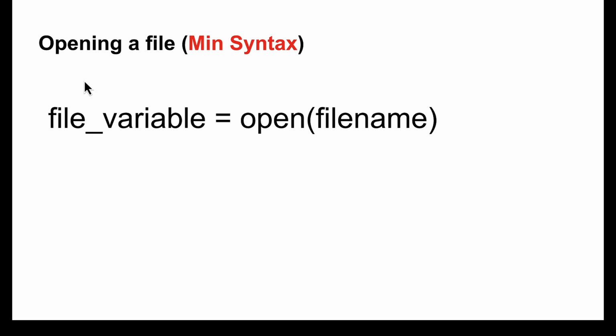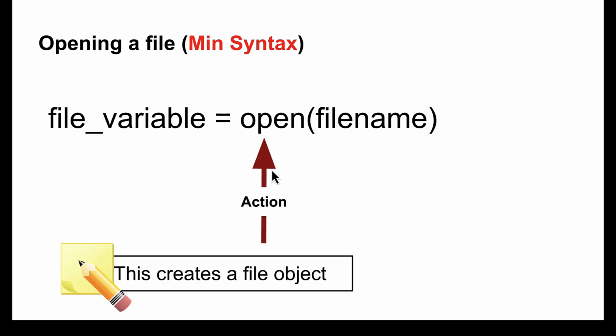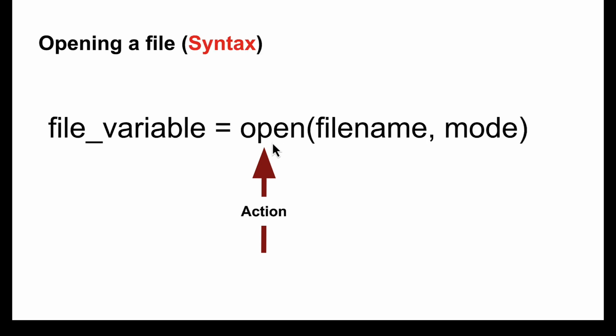So at minimum, when you open up a file, we have a variable name that we're going to be utilizing. We're going to utilize a syntax called open and then the file name. So that works something like this. Open is going to create what we call a file object. We're also going to provide additional modes in terms of how we're opening up the file. Now these modes could be read, write, or append.